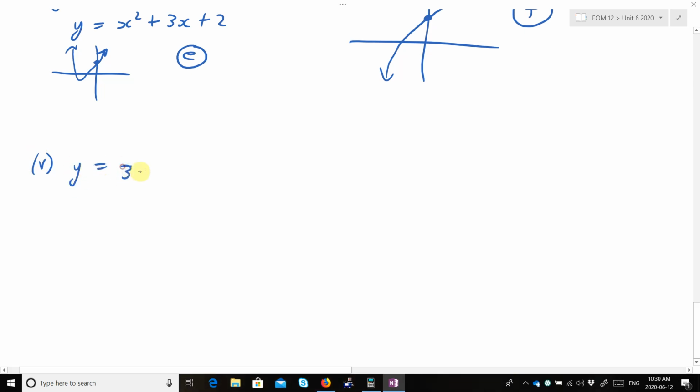Y equals 3 minus x. That is going to be a straight line with a negative slope. So that has to be D.